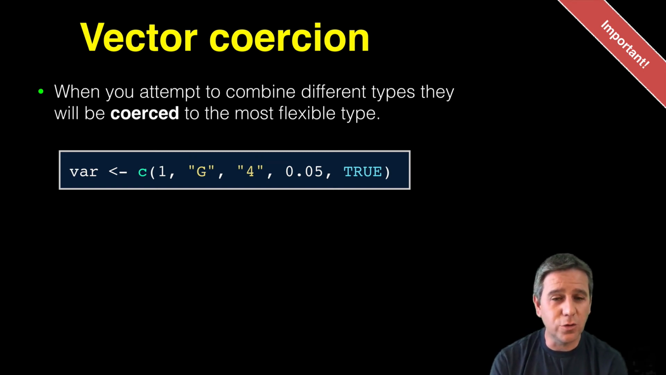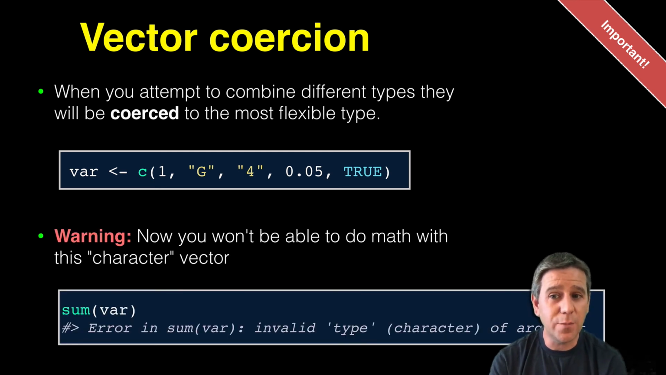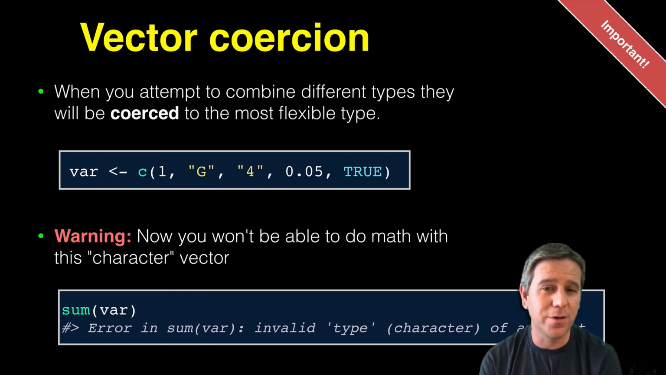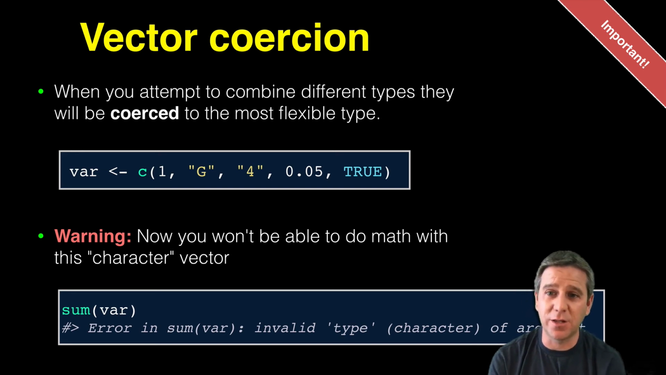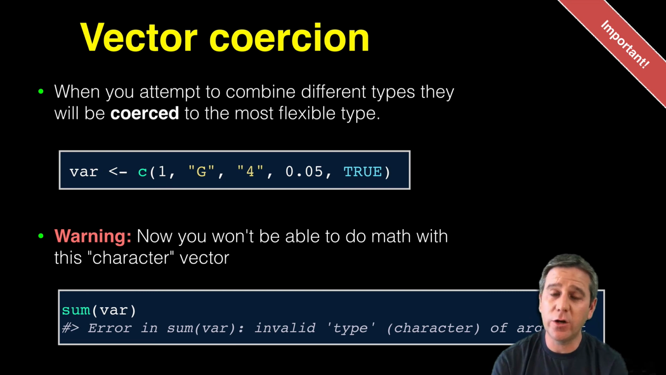What R is going to do whenever I enter this in and then tell me to print it out, it's actually going to return a character vector, and it'll look just like this: 1 with quotes, G with quotes, 4 with quotes, 0.05 with quotes, and TRUE with quotes. These are all strings. So that means I can't do math with it anymore. I can't, for example, call the sum of it, because it doesn't make sense to sum up characters, right? What's the sum of a G and a TRUE? That's not sensible. So it'll give you an error message.